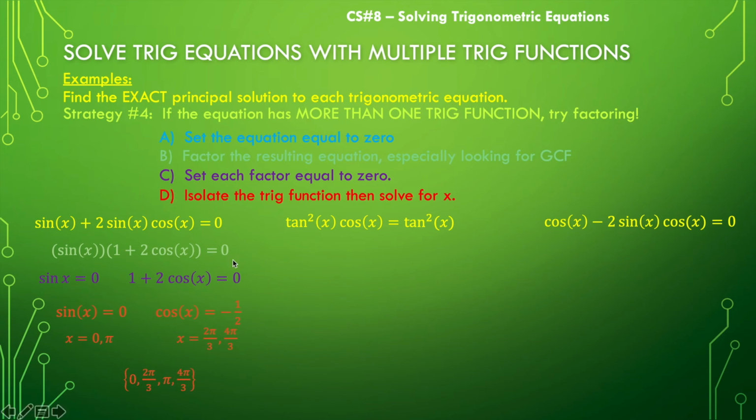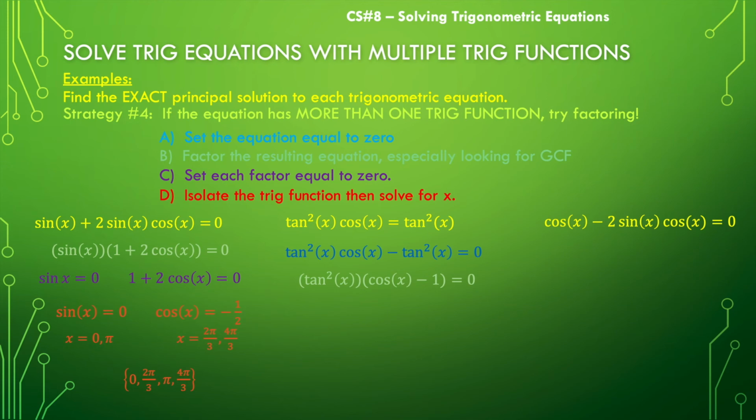Now this middle example, notice that I don't have my equation set equal to 0, so I need to do that first. So let's move this tangent squared of x to the left-hand side, which means I will end up with something that looks like this. Tangent squared of x times cosine of x minus tangent squared of x is equal to 0. And notice that in both of these pieces, separated by this minus sign, I have a tangent squared of x. So I will treat that as my greatest common factor and factor it out. If I factor it out of this first piece, I'll have a cosine of x left. And if I factor out of the second piece, I'll have just 1 left. So I'll end up with tangent squared of x times cosine of x minus 1.